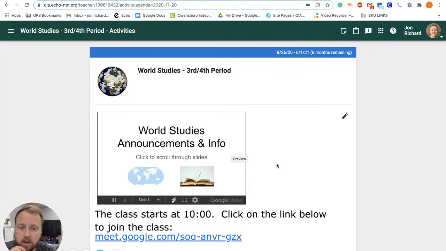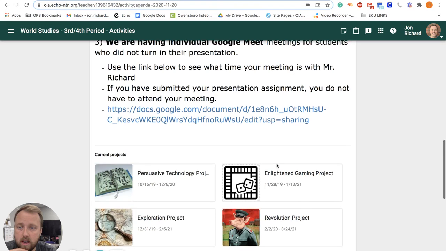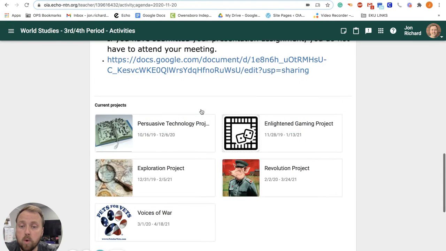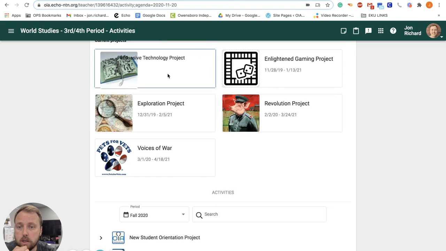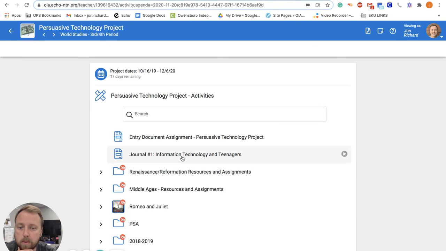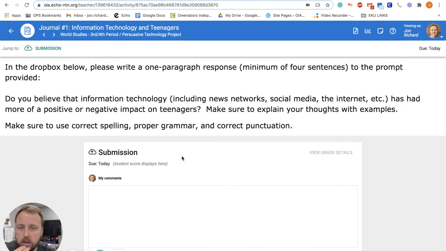So the second thing you're going to do, so there's 2 assignments today. The second one is your journal number 1. We're going to be doing journals throughout this project, and you're going to have a question, basically what the poll question just asked. Do you think it's positive or negative? And if you go back into our project, it's just called journal number 1, and it's pretty straightforward.